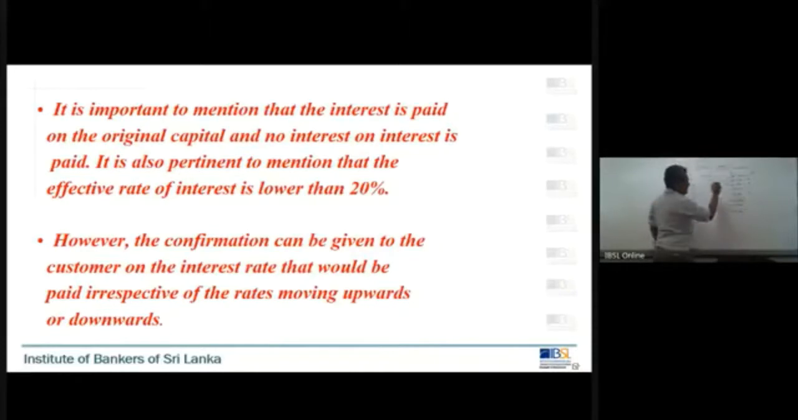You won't get interest on interest. Now, for example, what is the second year? Actually, how much are you having? Now 100,000 plus 20,000. So what is your total capital now?